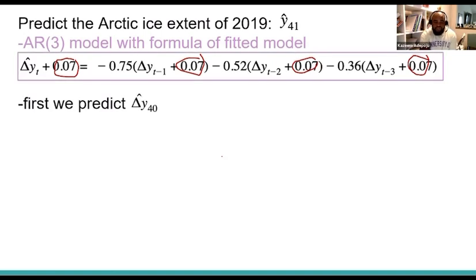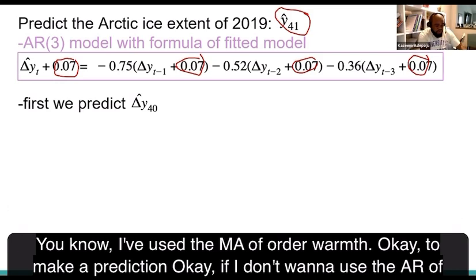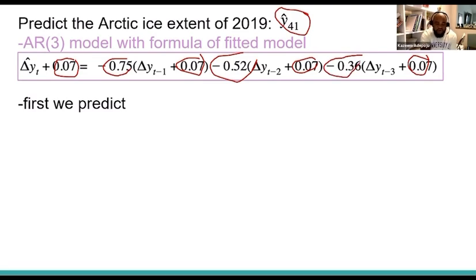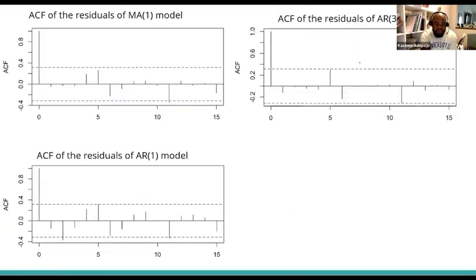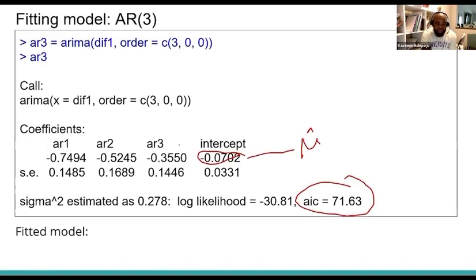This is the AR of order 3. I've used the MA of order 1 to make the prediction. If I now want to use the AR of order 3, these are the fitted model coefficients. Of course, you all know where this guy and this guy come from. They all come from here, the AR of order 3 output. We chose 2 decimals, right? I believe you understand that now, right?